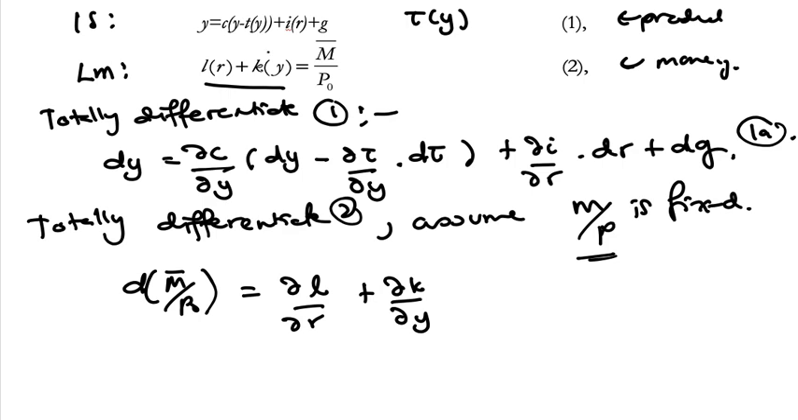Oh, I forgot one thing here. Let me fix it. Something is missing here. Multiply by dR plus delta kappa, or K, over delta Y times dY.